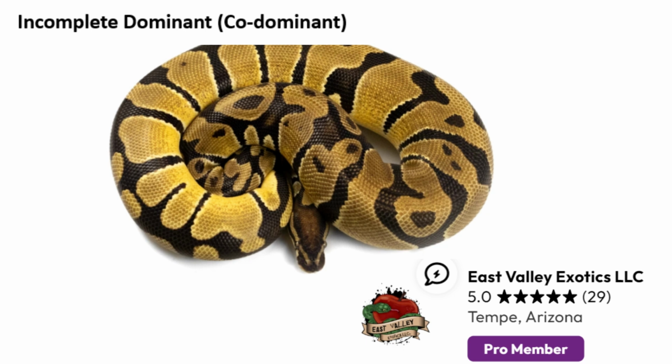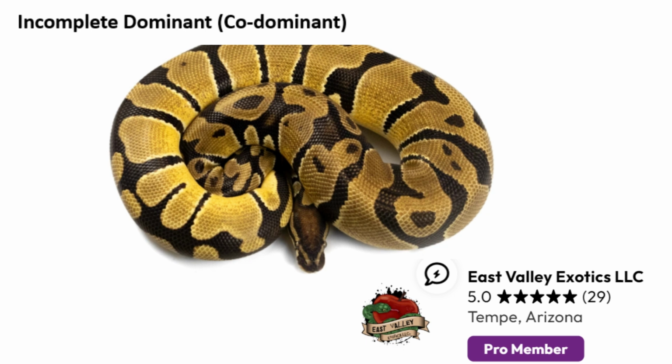So now this is like the new kid on the block. This is an orange dream ball python. Again, another incomplete dominant one. The only dominant one on this list is at the end. That's the pinstripe, by the way. But this is another incomplete dominant one, and this was produced by East Valley Exotics in Tempe, Arizona, or Tempe. Again, I have no idea how to pronounce that, but it's very cool.